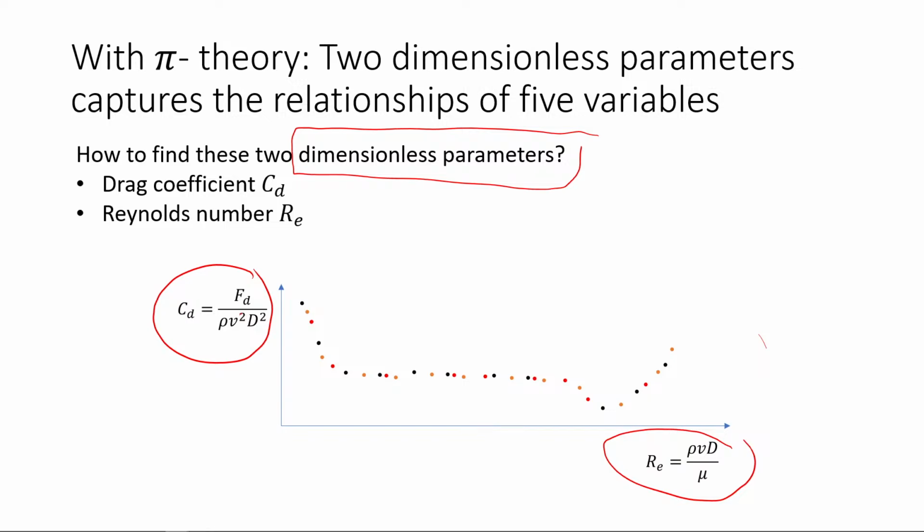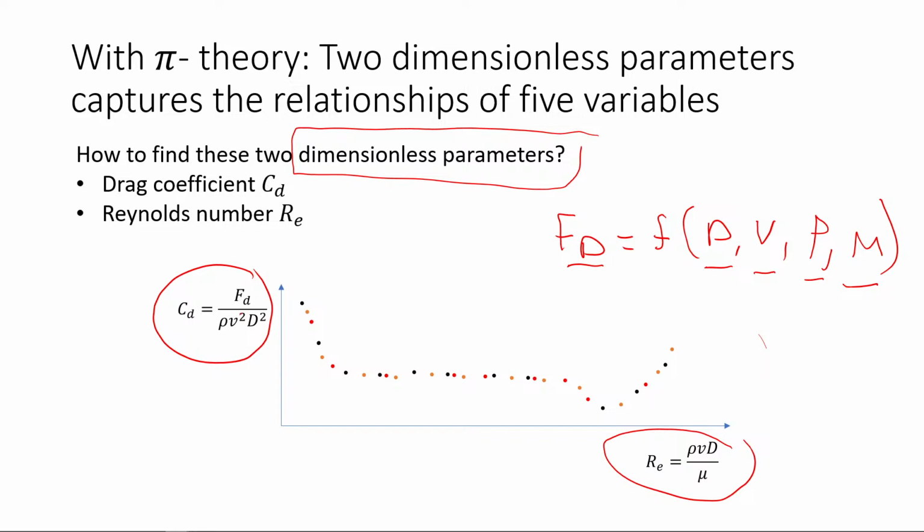How many variables do we have? Remember, we have the drag coefficient, which is a function of diameter, a function of velocity, a function of this one, a function of this one. So he was able to reduce 5 variables, 1, 2, 3, to only two of them, two dimensionless parameters.